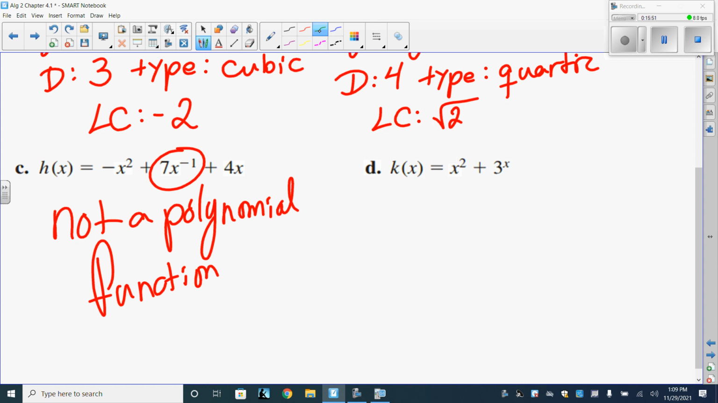Let's look at the next one, letter D. Can we say that this is a polynomial function? Why not? Yep. 3 to the x. This here would make it an exponential function. So this here is not a polynomial function.